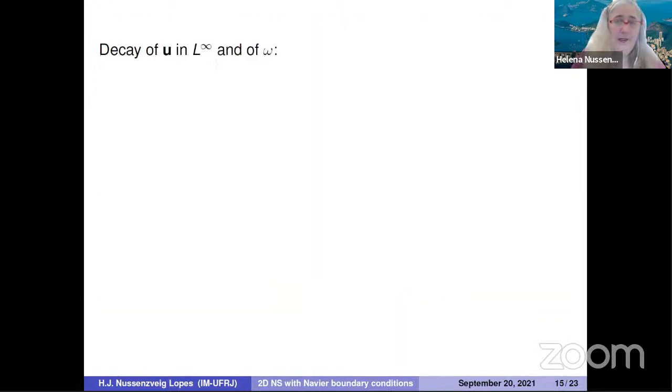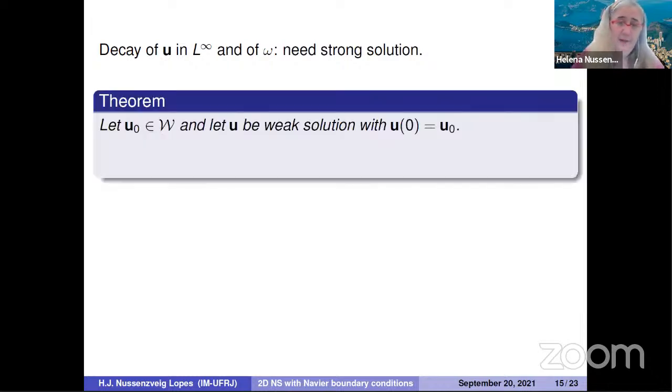Now, it's the decay of U in L infinity and of omega in L2 and L infinity that you need a strong solution. Here's where you need to have a strong solution, because you need to make use of the pointwise traces of the first derivatives on the boundary.